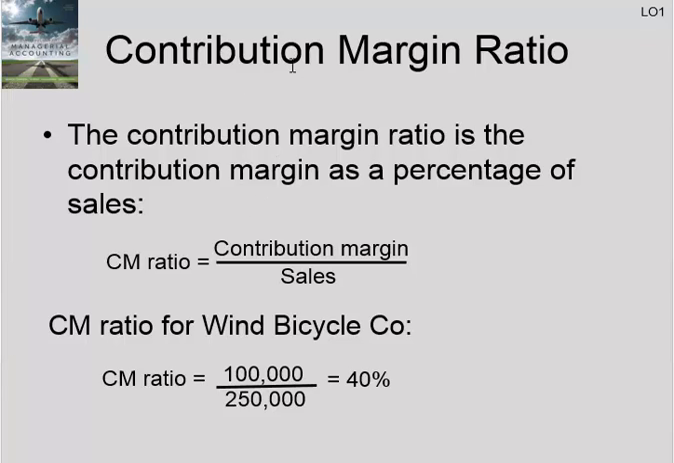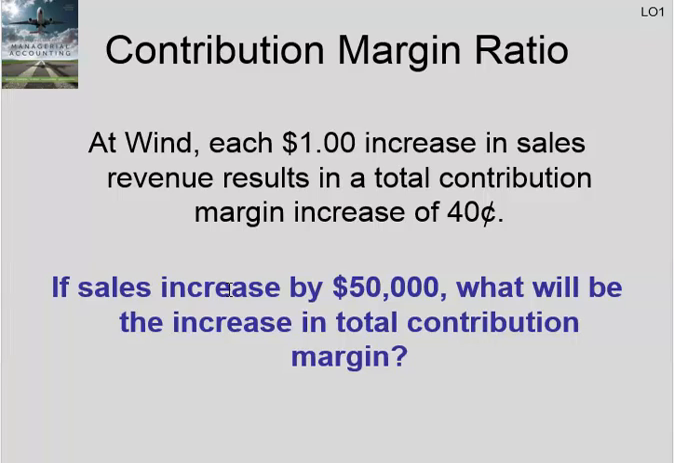So contribution margin ratio is just contribution margin divided by sales. And so in this particular case, it's 100,000 divided by 250,000, or on a per unit basis, it would be 200 divided by 500, both of which give you this 40% number, which we can then use later on in some calculations. So what that means is, for every dollar of sales, 40% of it, or 40 cents, goes towards the contribution margin.